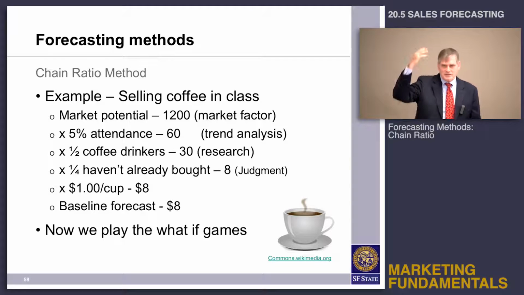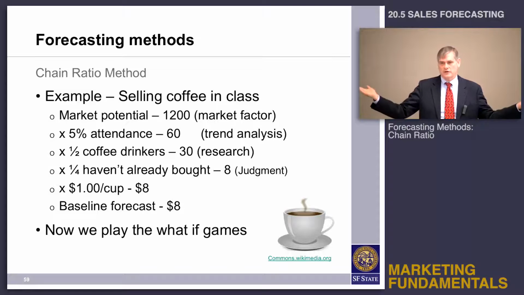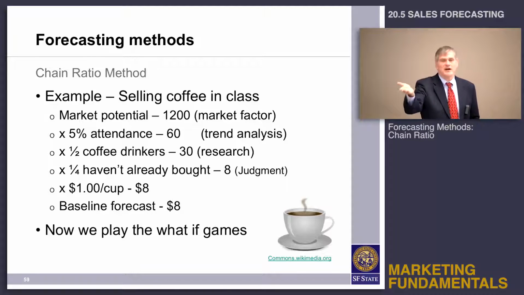So the point is this is all tied to my plan. So what happens if I sell fewer cups than anticipated? Where would I look? Remember we talked about contingencies? Well, the first thing I would look at is, do I get 5% attendance? Is attendance higher or lower than planned? If it is, then that's what I need to fix.